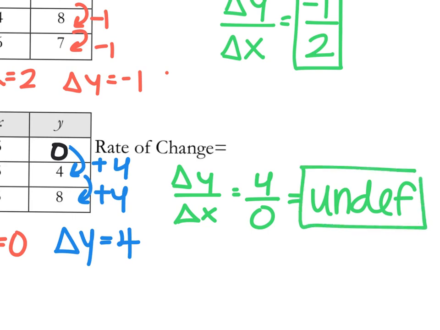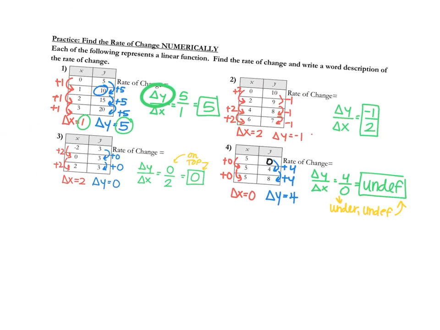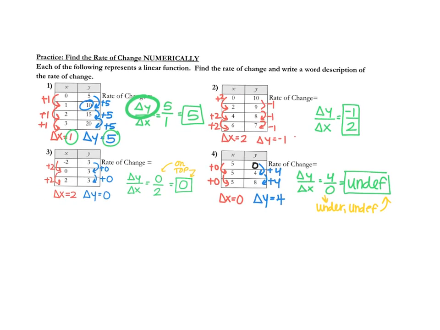So what I always think is if the 0 is underneath the fraction, then it's undefined. So undefined. All right, this is finding rate of change numerically. We're moving on.